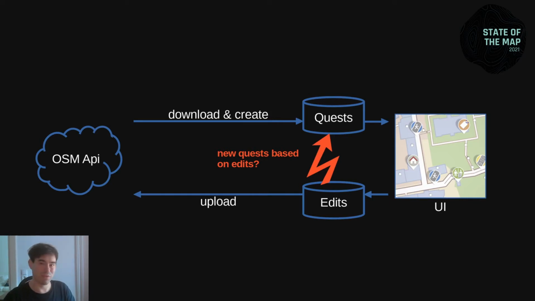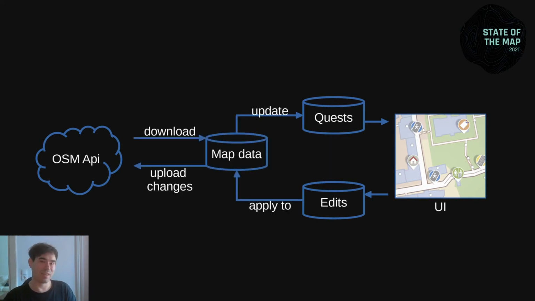So what can we do about that? We do it like probably most general purpose editors do it. We download the map data, and then we persist that map data and don't generate the quests out of that immediately and throw away the map data, but have a local copy of the downloaded map data. And whenever that map data is updated, then the quests are updated as well. The rest is the same.